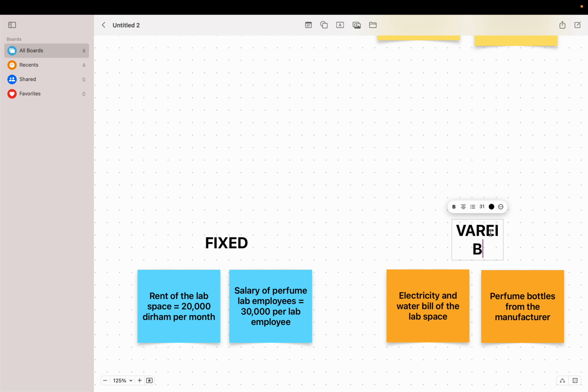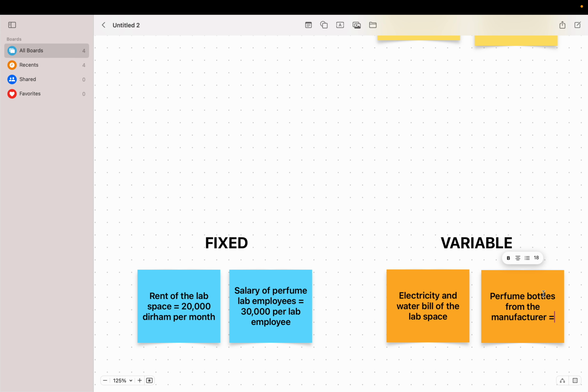A variable cost means it does change. It depends on something. So for example, the electricity bill and the water bill of the lab space will change because it depends how much water the lab is using, how much electricity per month. It's not going to be the same every month. Maybe one month they use high electricity. Maybe another month there was a vacation, so it's like half the price, right? So this is called a variable because it changes. Variable just means changes.